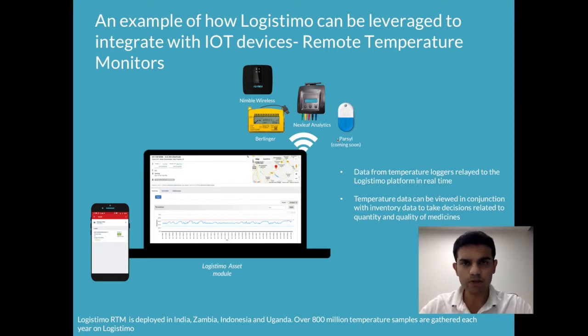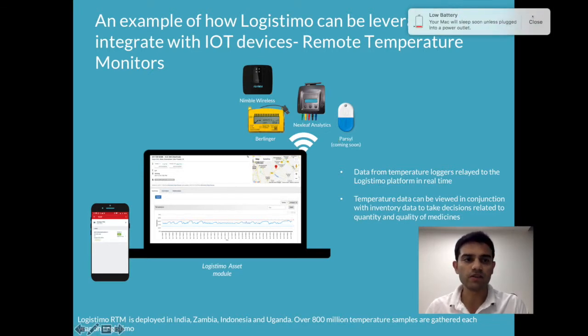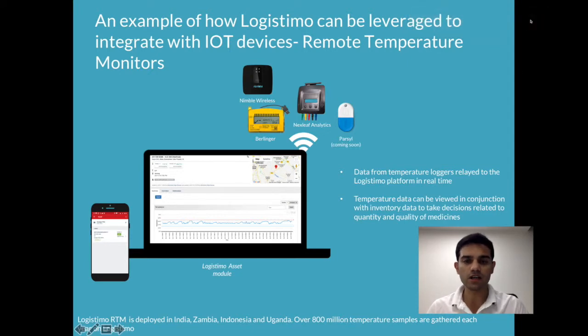Now, the temperature data is important in, let's say, a vaccine scenario, because vaccines have to be maintained between 2 and 8 degrees centigrade for their efficacy to remain. Now, because we integrate with these RTM providers on our platform, we can not only see data with respect to quantity of vaccine, but we can also see data with respect to the quality of vaccine. So with quantity, we know that there are no stock cuts. With quality, we know that there are no temperature excursions which are compromising the efficacy of this vaccine.